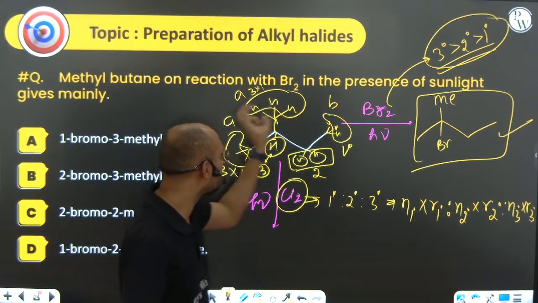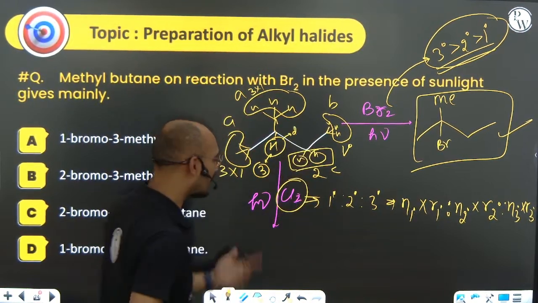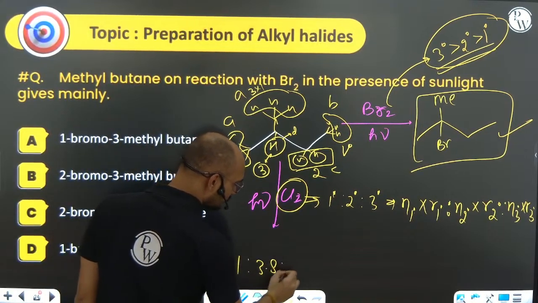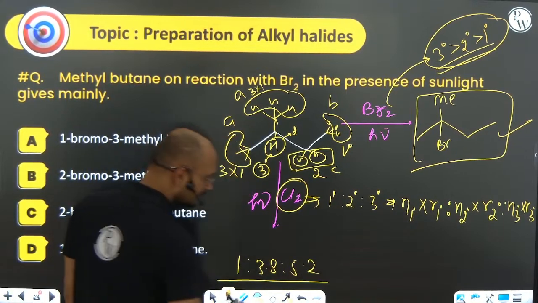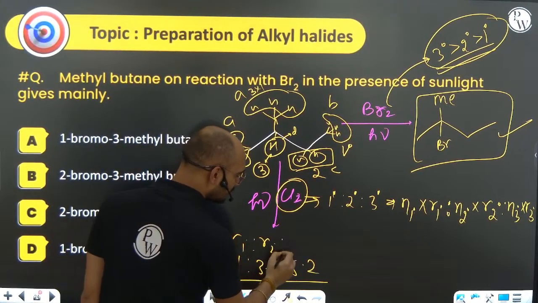But it is B type. It is A type. Consider this C type. It is what? D type. Now here the ratio is almost 1 is to 3.8 is to 5.2. It is the ratio of rate: 1 degree is to 2 degree is to 3 degree.